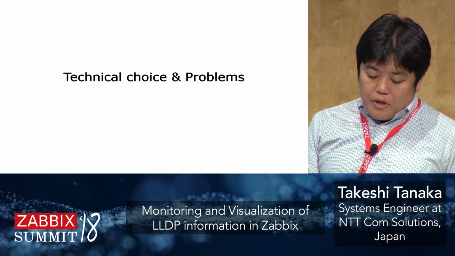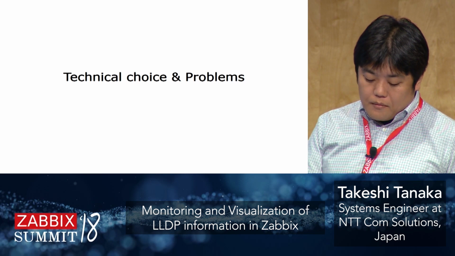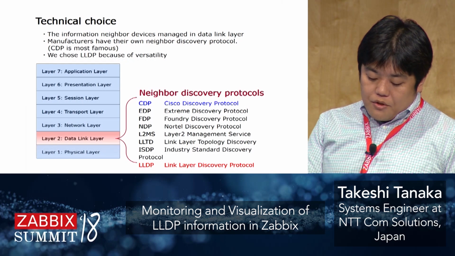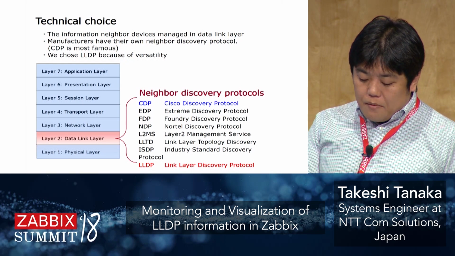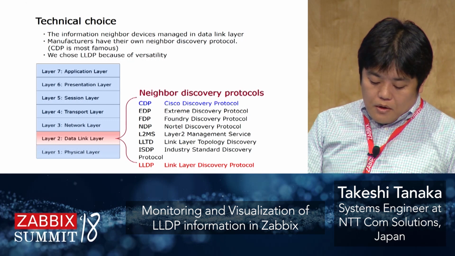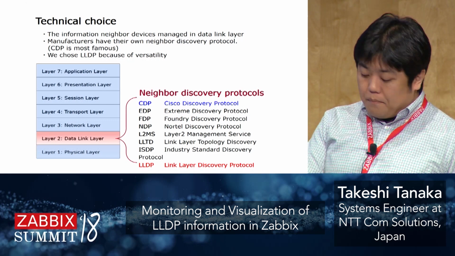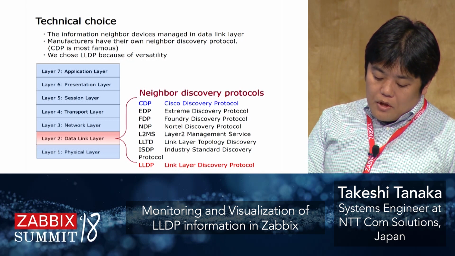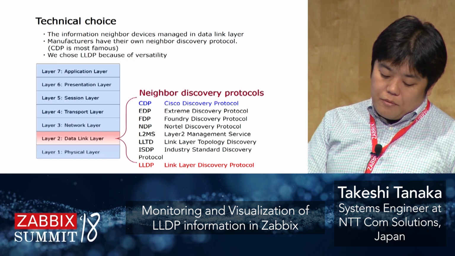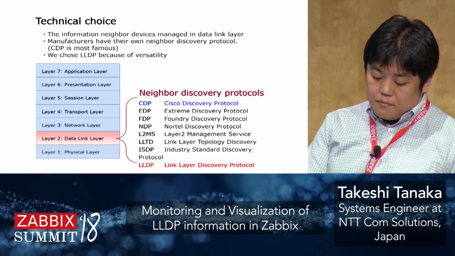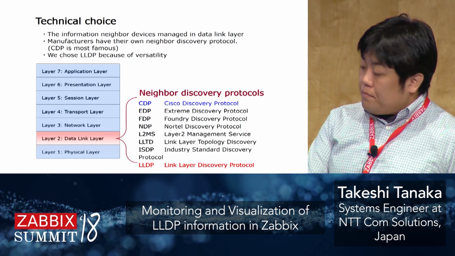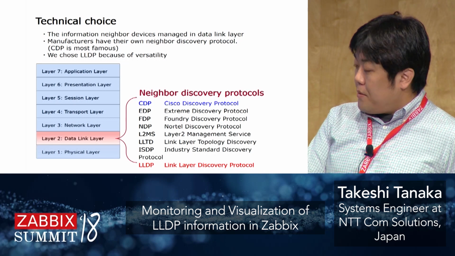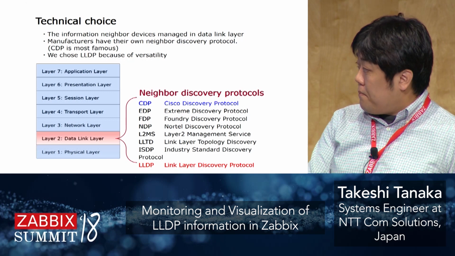Technology choice and problems. Technology choice. The neighbor device information is managed in the data link layer. Manufacturers have their own neighbor discovery protocols. The more famous protocol is CDP. We chose LLDP because of versatility.